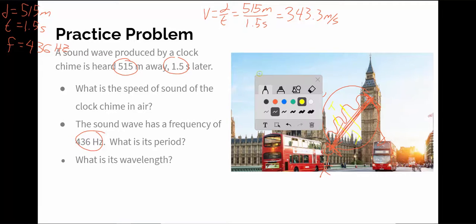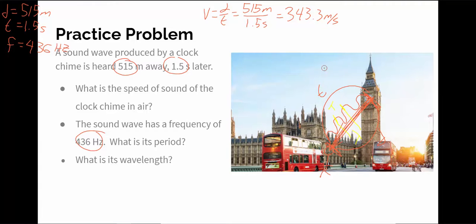So we want to find the time period from the frequency. Well, we know the frequency. So the time period is 1 over f. So we do 1 over 436. And so your time period comes out to be, what is that, 0.00 like 23 something seconds. So if you're getting 436 waves per second, well, it's going to take a very small fraction of time for one wave to occur. Make sense?